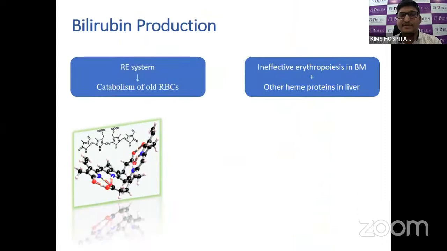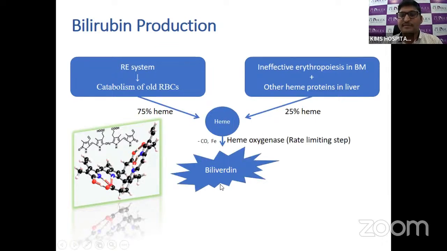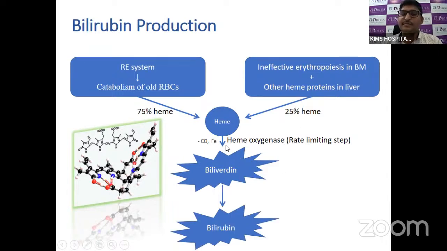Here you can see the bilirubin production. Most of it is from the catabolism of old RBCs in the reticuloendothelial system, and a few from non-heme proteins, from ineffective erythropoiesis and other heme proteins in the liver. The heme, with the help of heme oxygenase, gets transformed into biliverdin, and heme oxygenase is the rate limiting step in the formation of bilirubin. This is important to know, because further on we can see medications which can block it. However, such therapies are not currently available, but you can see them as well.